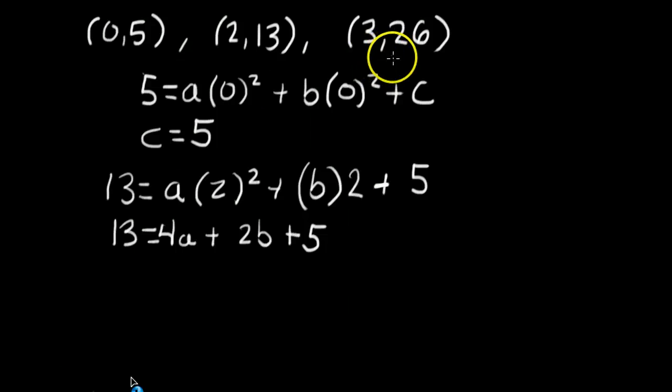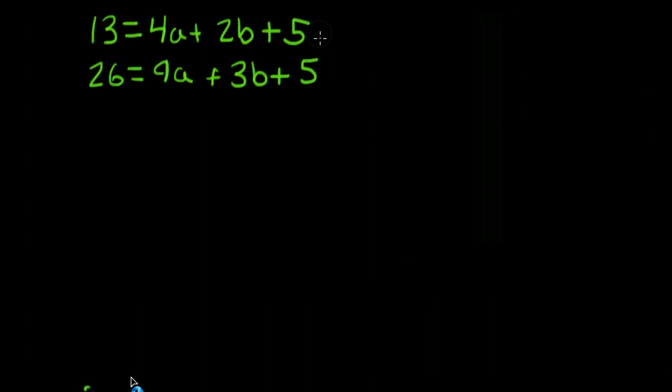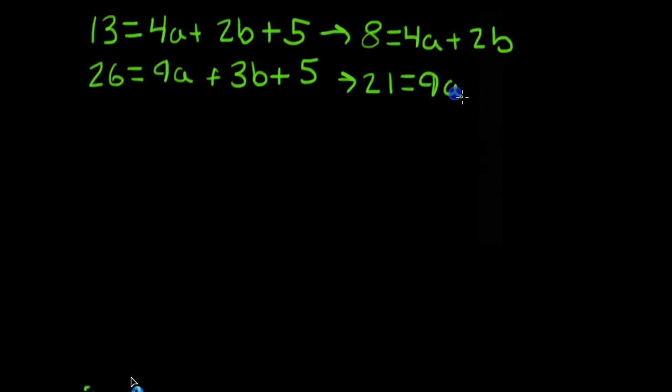And we can do a similar thing with the point (3, 26), and that's just going to give us 26 equals 9a plus 3b plus 5. So the next thing we're going to want to do is simplify these equations a little bit. So let's first combine the like terms. We can move the 5 over, and we'll say 8 equals 4a plus 2b. And then for this one, we can move the 5 over, and we'll say that 21 equals 9a plus 3b.